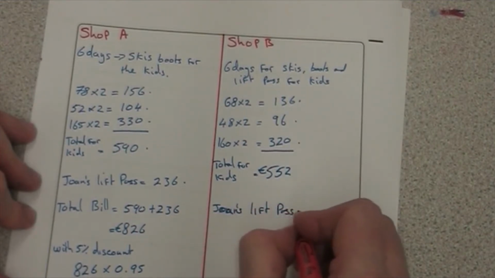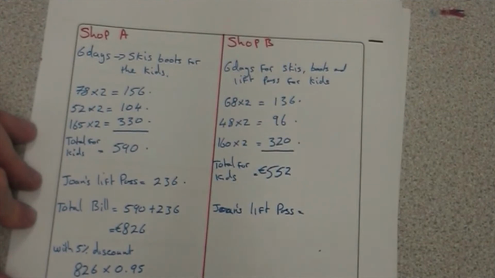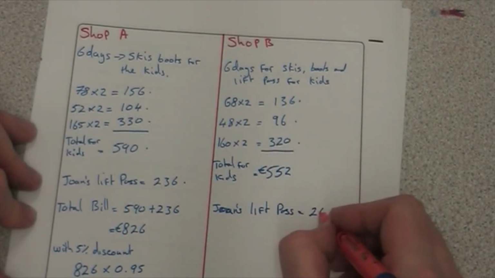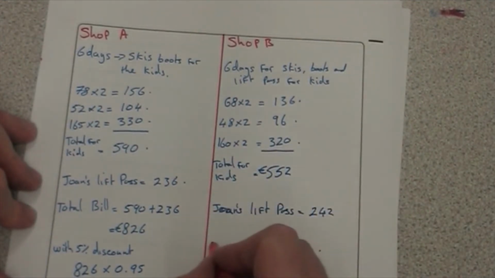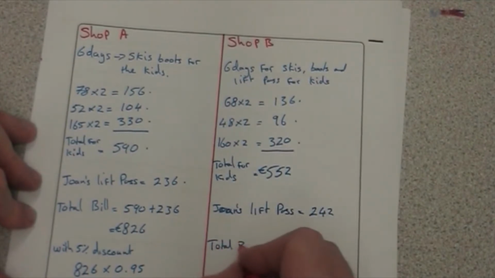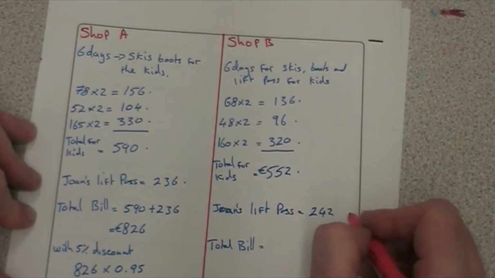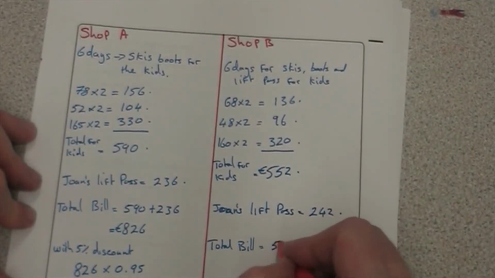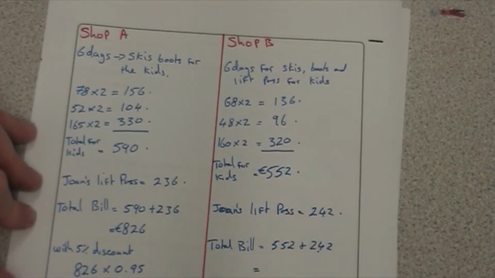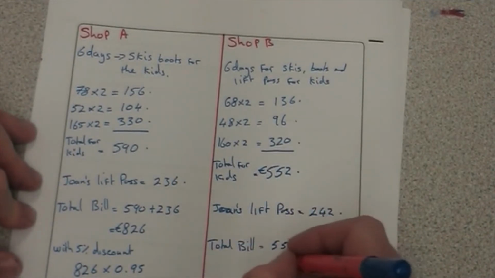We also put in Joan's lift pass at 242 euros. Our total bill with shop B equals 552 plus 242, and this equals 794 euros.